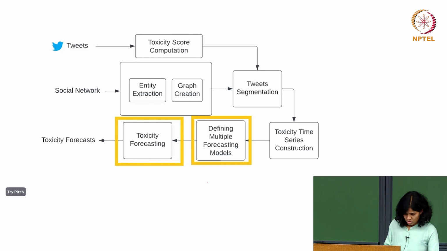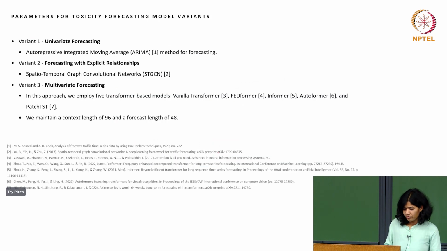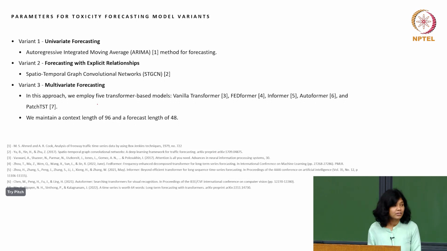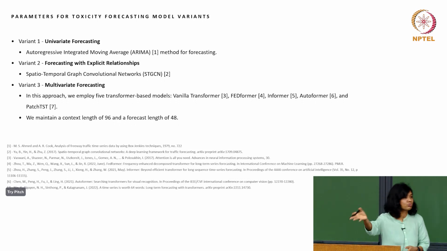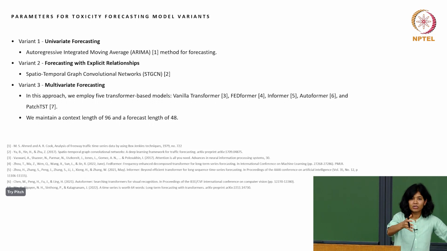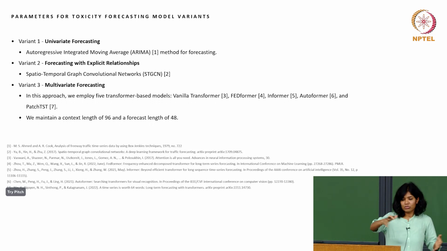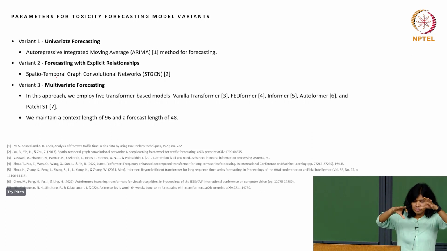Okay, so now we're here. We've done this, and we are going to do the forecasting. So we tried these various forecasting approaches. Univariate is the first one, which is the very famous ARIMA based approach, a moving average based method to forecast, looking at the past and the moving average of the past to figure out the future. Then we tried the graph, the explicit relationship one, using the spatio-temporal graph convolutional network. In this model, they look at the connections also and the temporal trend, right?